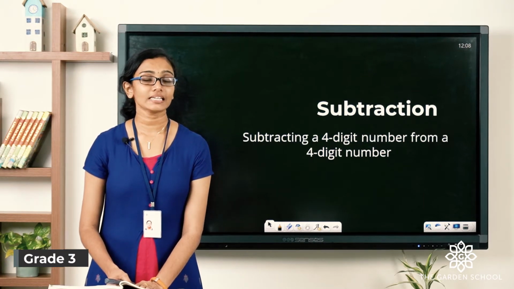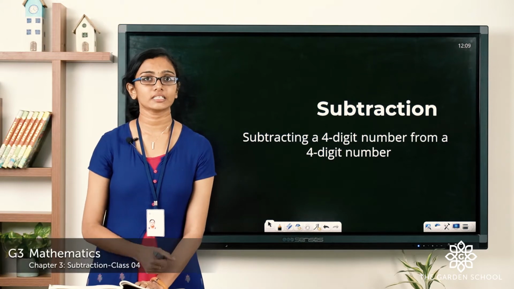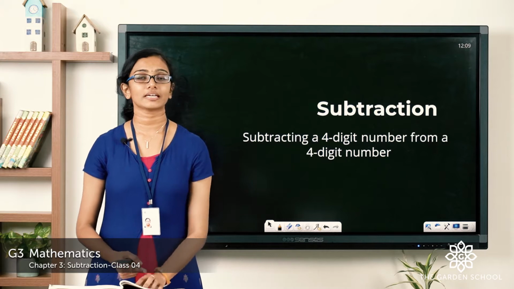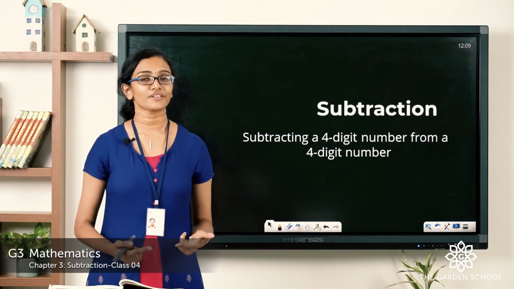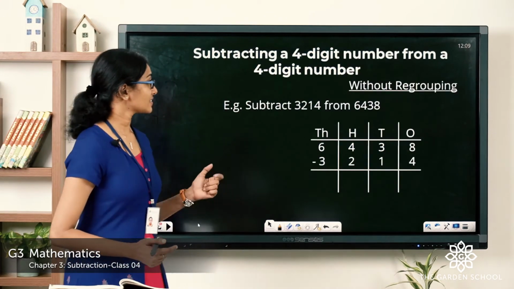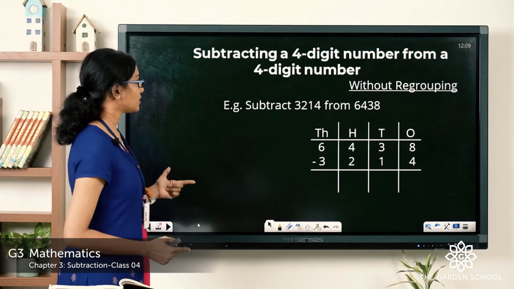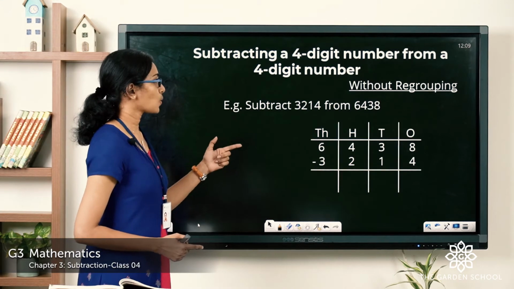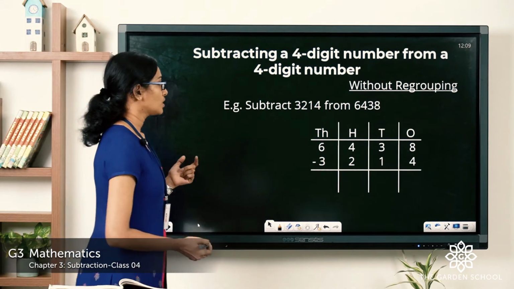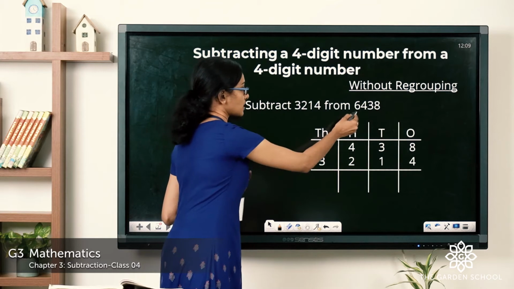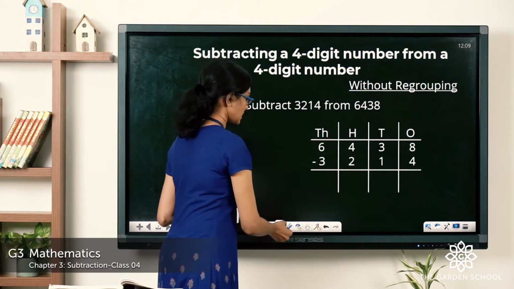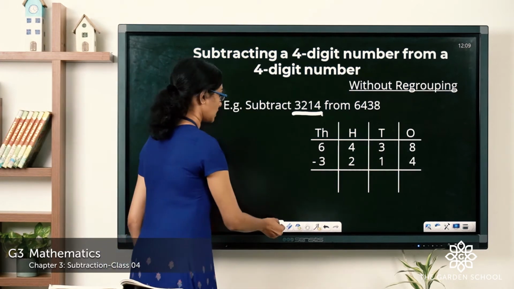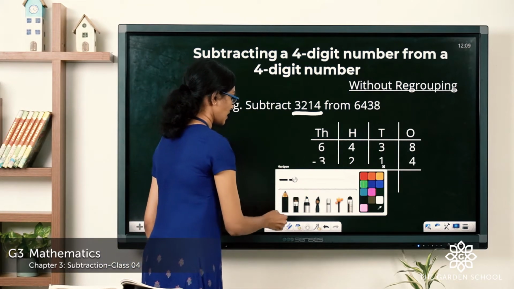In the previous class, we learned about subtracting a 3-digit number from a 3-digit number. This class we'll see how we can subtract a 4-digit number from a 4-digit number. Look at this example given here. Subtract 3214 from 6438. Which is the minuend here? 6438 is the minuend and the subtrahend is 3214. So, let's do the subtraction now.